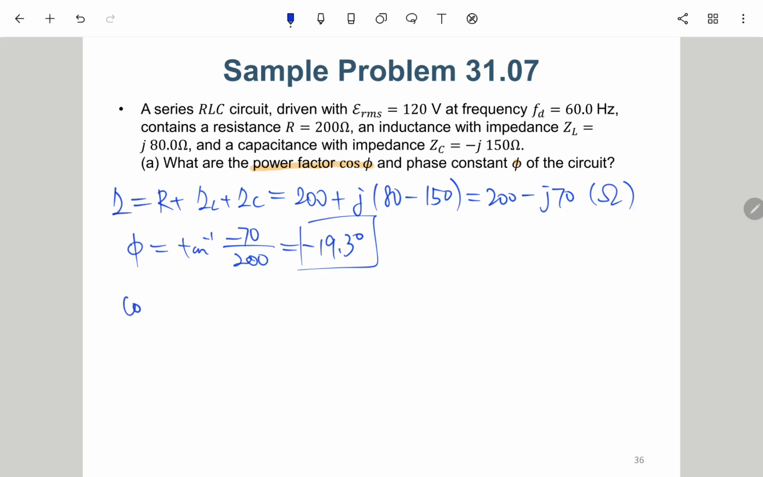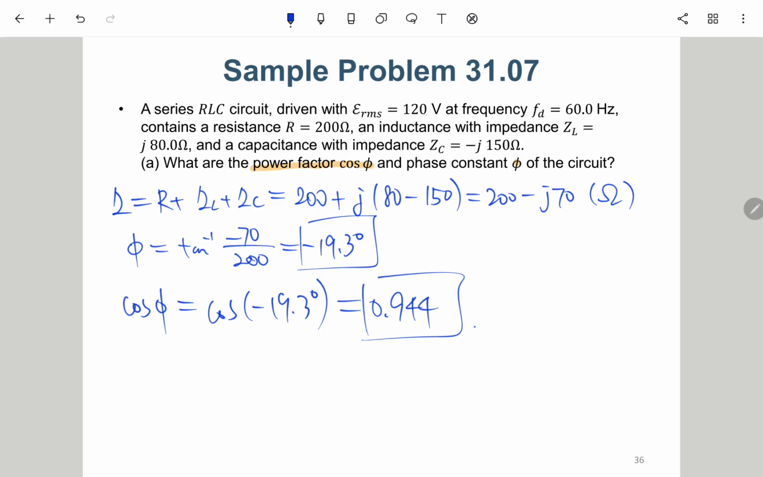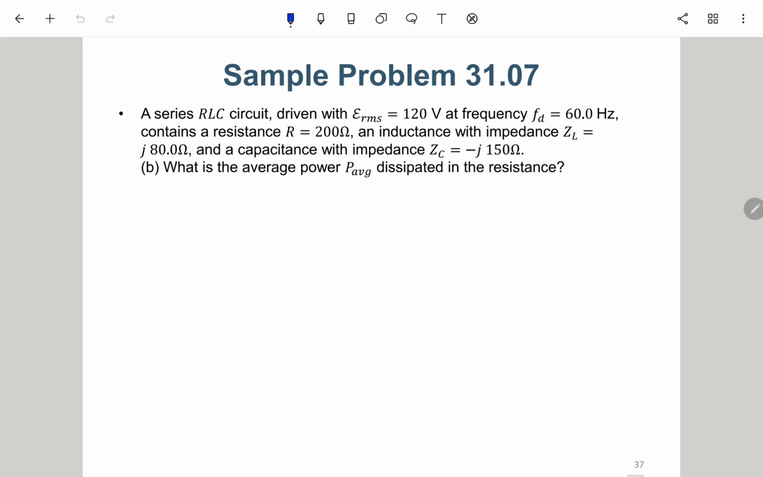Okay, and then finally, cosine phi will be cosine of negative 19.3 degrees, which is 0.944. Okay, so this is the power factor. Cosine of something won't have any units. And then for question B, what is the average power P average dissipated in the resistor?